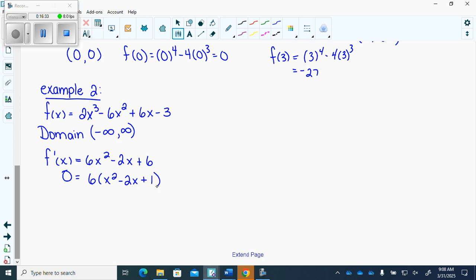Okay. So some people think that when you take a GCF of a 6 out or whatever, it doesn't matter because we're going to multiply by a positive 6, correct? True, unless you GCF out a negative, and then you're going to multiply by negative 1, which makes a difference. So you always have to include this when you do your number line. So we're going to get 6, and then x minus 1, x minus 1.